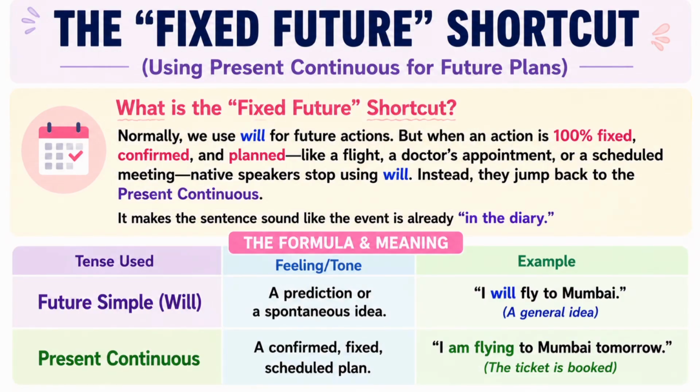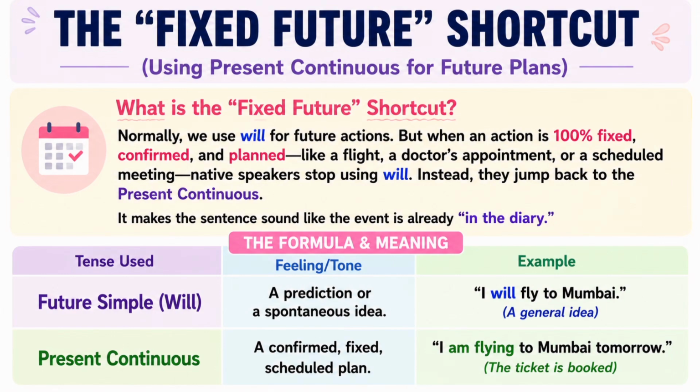Now let's learn an important shortcut that native English speakers use. This is called the fixed future shortcut. Normally, we use will for future actions. But when a future action is completely fixed, confirmed, and already planned, native speakers often use the present continuous tense instead of will. This makes the sentence sound more natural because the event has already been arranged.